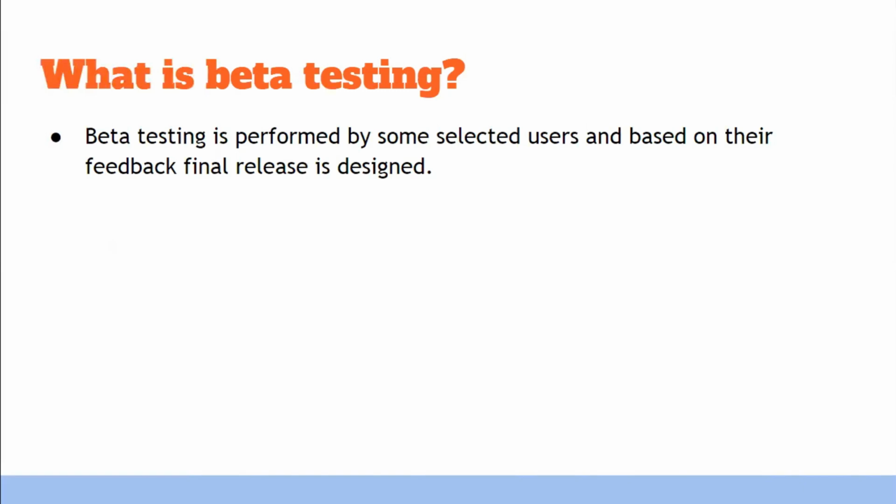Based on the feedback, if the feedback is good, we can directly make our product public to everybody. If the feedback needs some kind of improvement, then the product will be updated again and then it will be deployed in the market. That is known as beta testing. It is also a part of user acceptance testing.